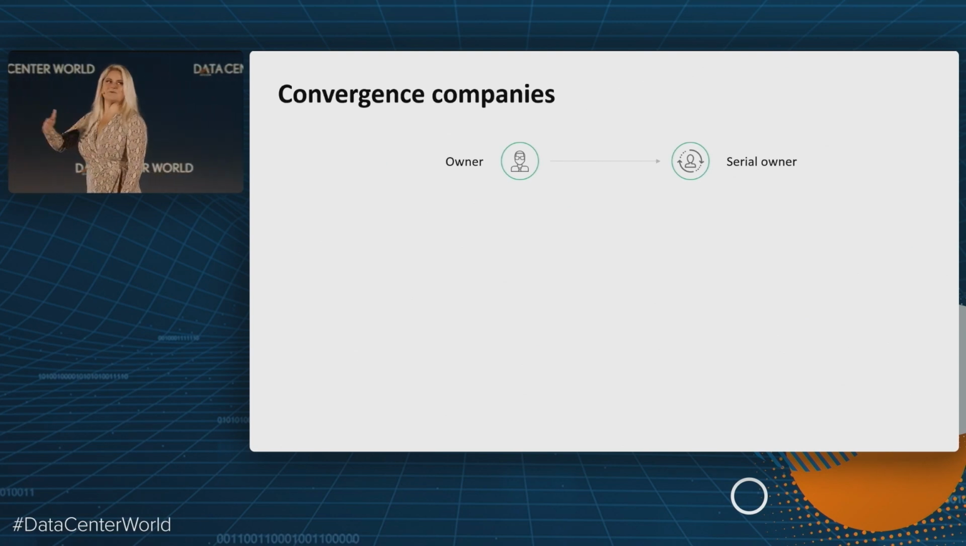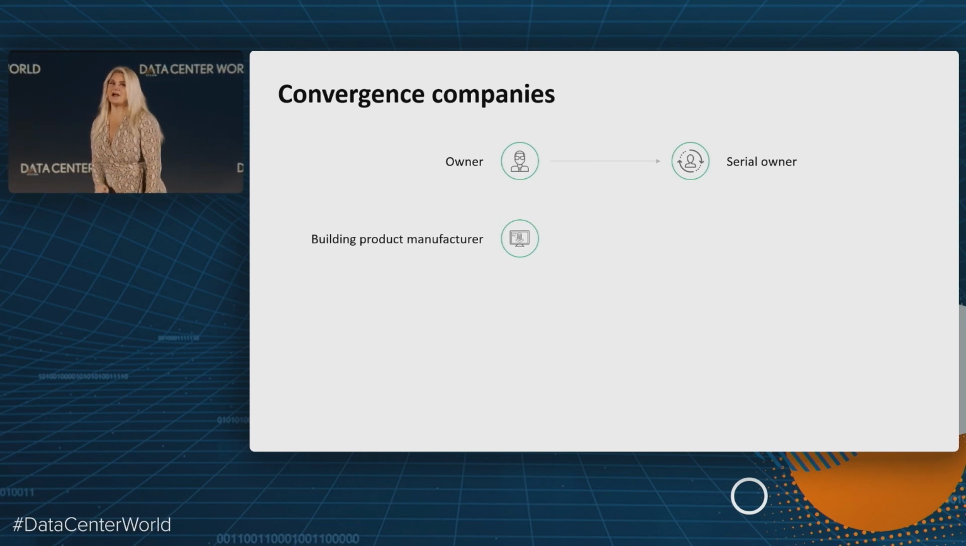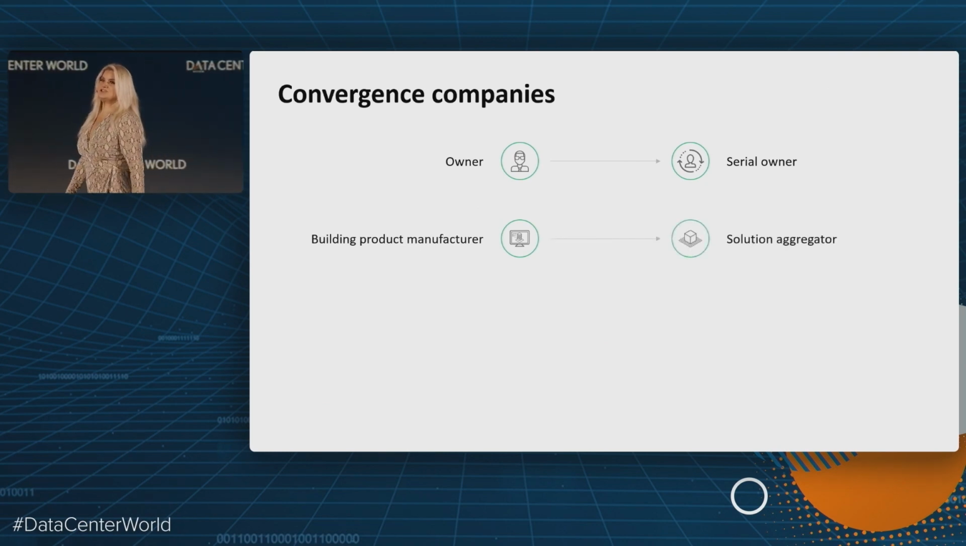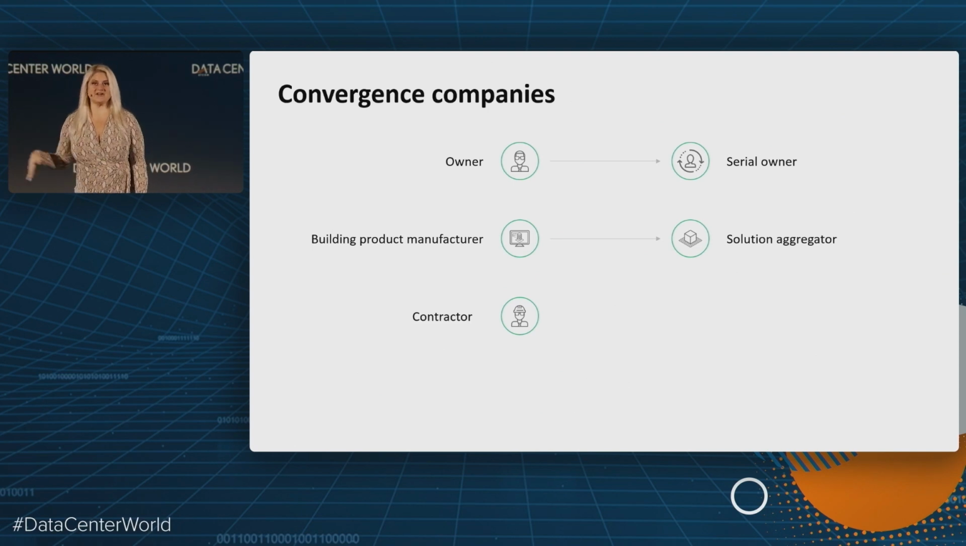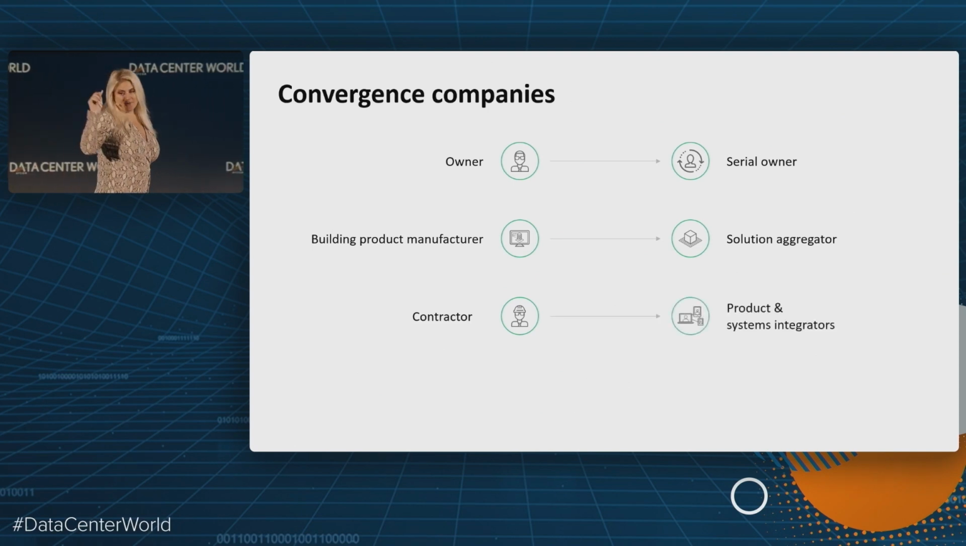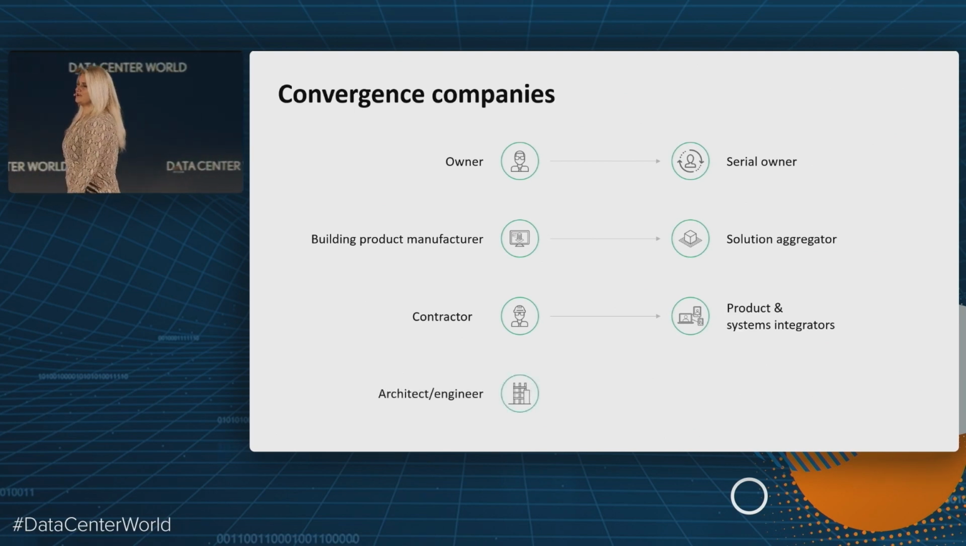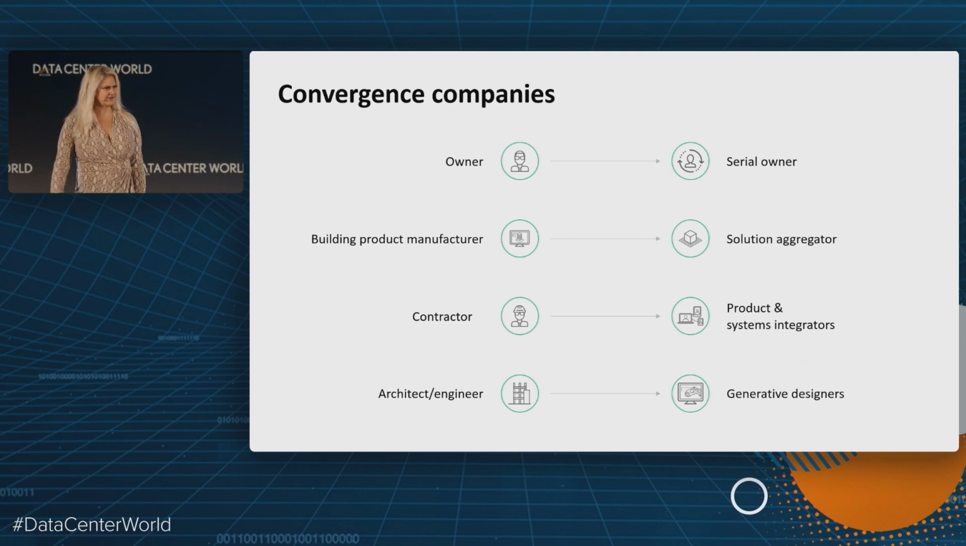I want this. So operationally, I'm consistent, right? So they become serial owners. Building product manufacturers, so they want to do bigger and better assemblies. They're becoming solution aggregators. They're not just happy to be way, way downstream anymore. And we have contractors that want to become solution aggregators eventually as they become manufacturers. But right now, they're more like product and systems integrators. And architects and engineers are actually becoming generative designers.